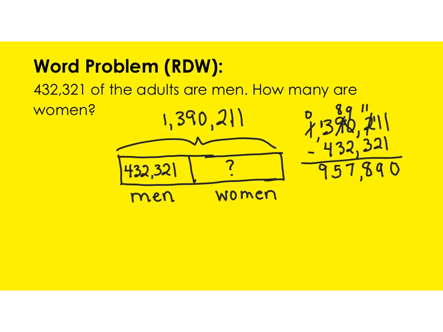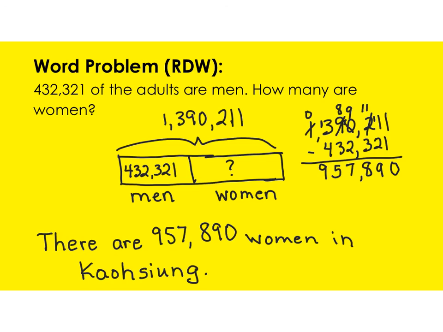So I want to write that as an answer sentence so that I understand my units. So let's write that sentence. And here's my sentence. There are 957,890 women in Kaohsiung.